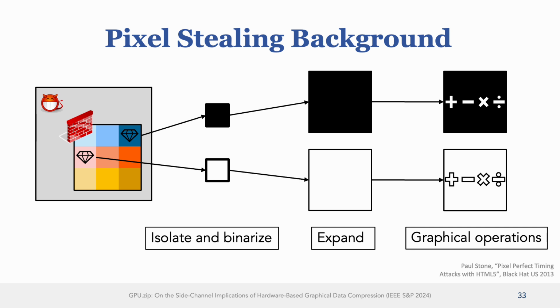By choosing proper SVG filters, the malicious host web page can cook up a specific filter stack to isolate, binarize, and expand a single cross-origin pixel to a big region of color white or black, then apply arbitrary graphical operations on top of the distinct patterns.